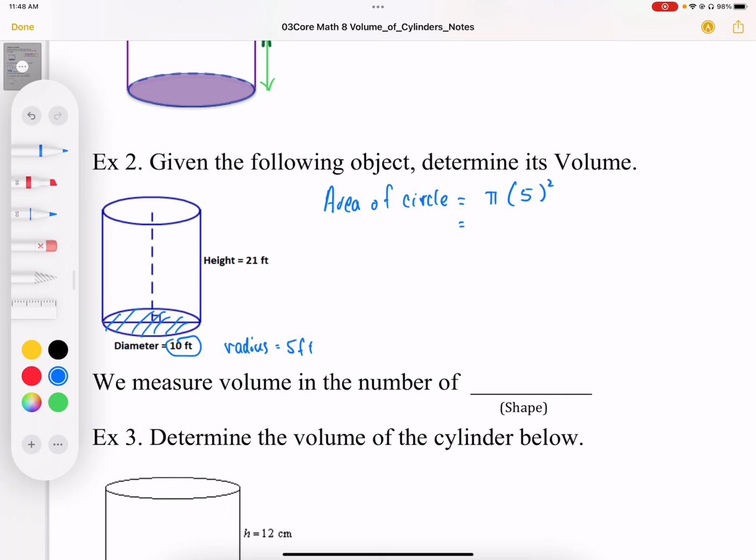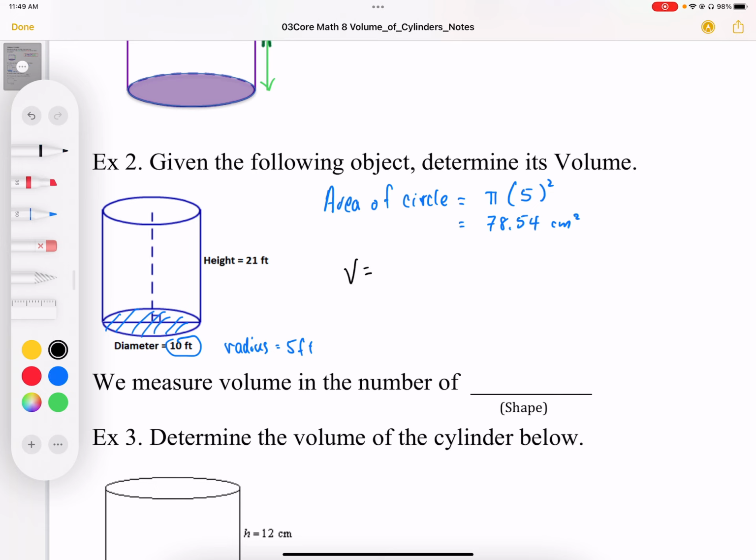And using a calculator, we end up with 78.539. So we're just going to round that to 78.54 centimeters squared. And we're going to give it some thickness. So the volume is going to be equal to the area of the circle, which is 25 pi, which is 78.54, and we're going to times that by the thickness or height. That height here is 21 feet.